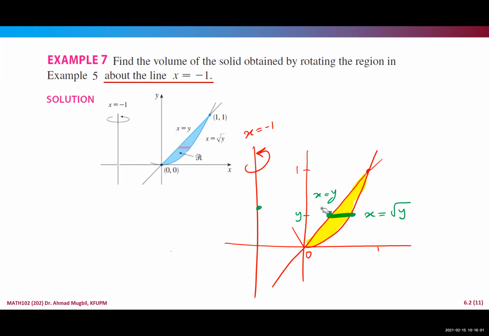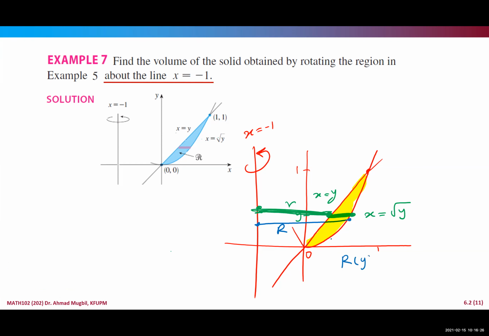Now, the distance from here to here will give you r small. This is r small. And the distance from here to here, this one, let me use another color, then the distance from here to here will give you r capital, the outer. Now, what we will do, ya shabab? So from here to here, let's start with r capital.